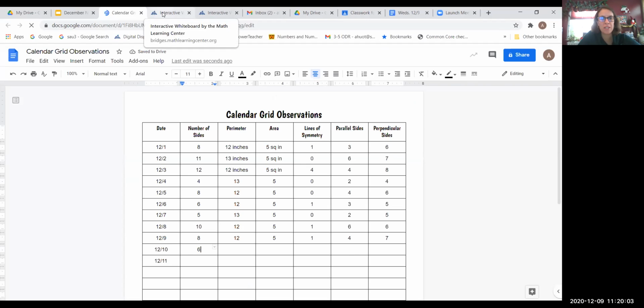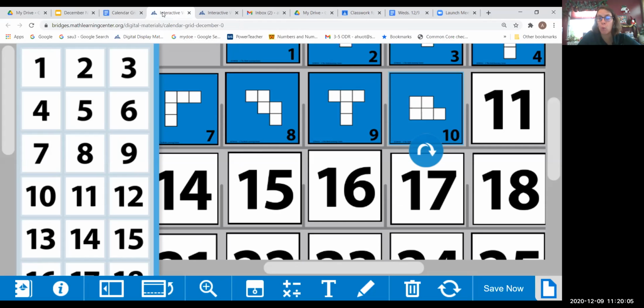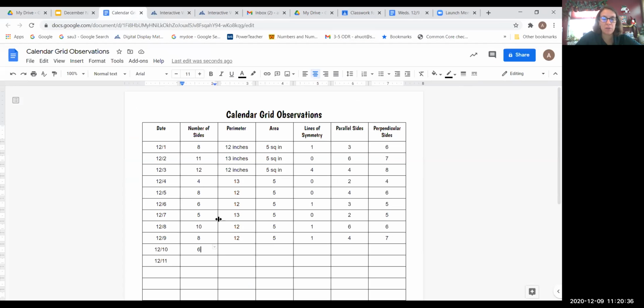Going back to the calendar, the perimeter. And when we're deciding the perimeter, we're counting the length of each individual box on those sides. So let's count the perimeter together. We have 1, 2, 3, 4, 5, 6, 7, 8, 9, and 10. So the perimeter is 10. Go back to our calendar grid, and for perimeter, put a 10.